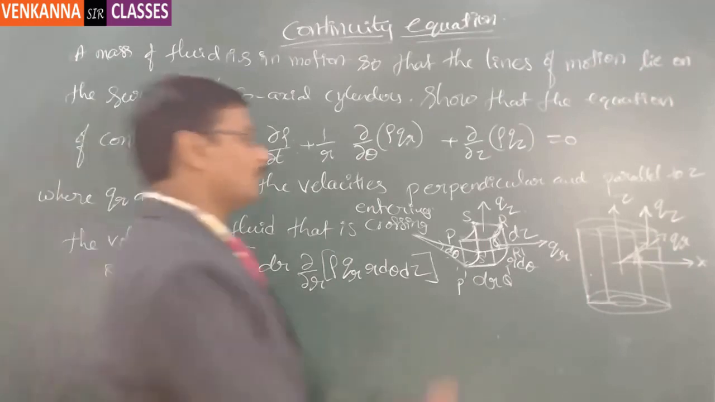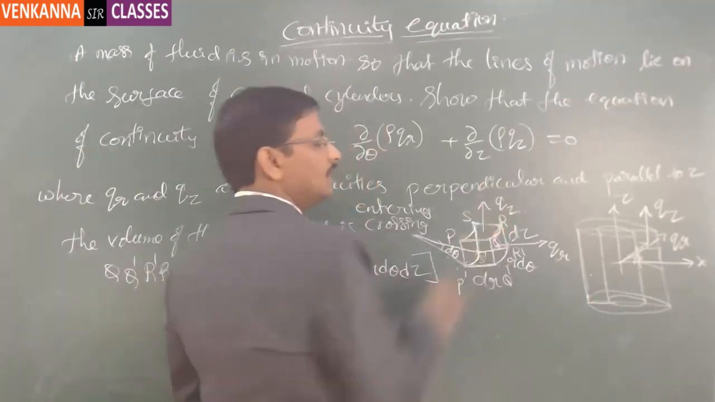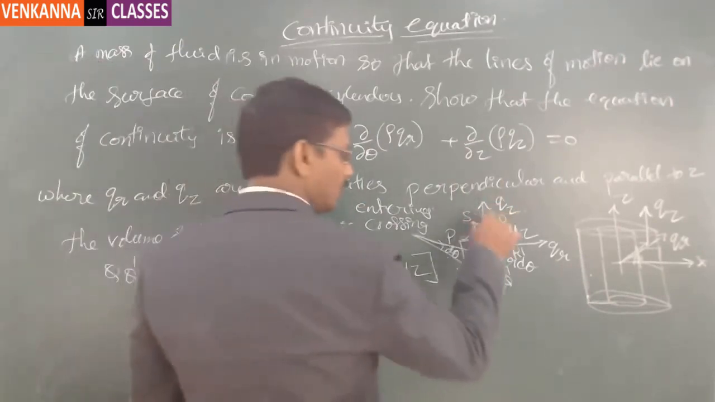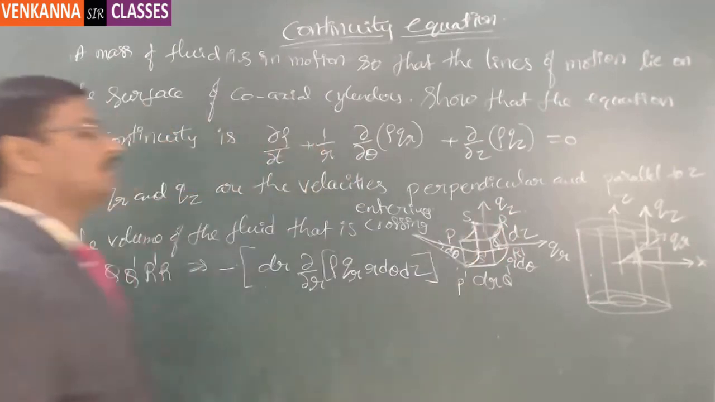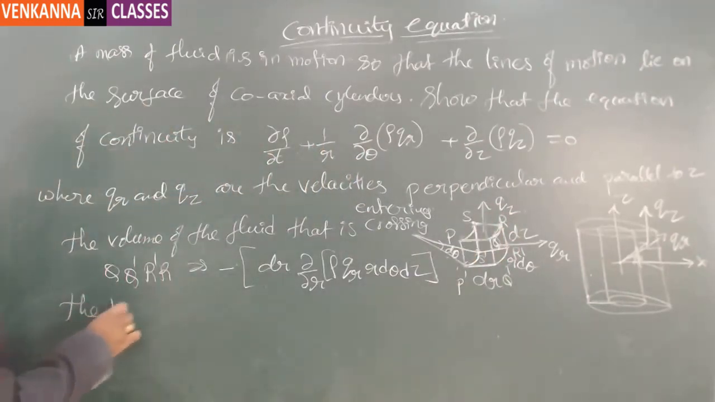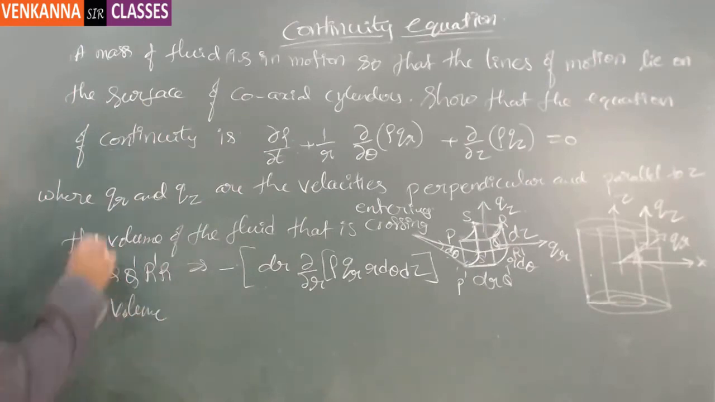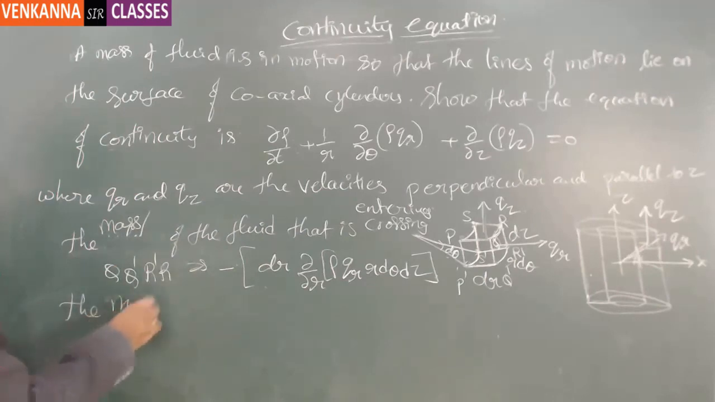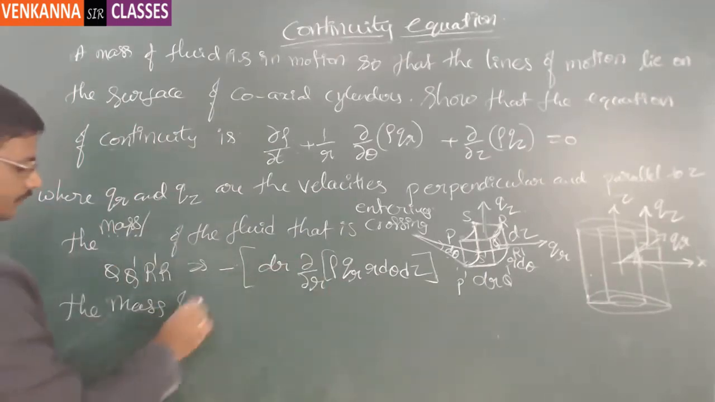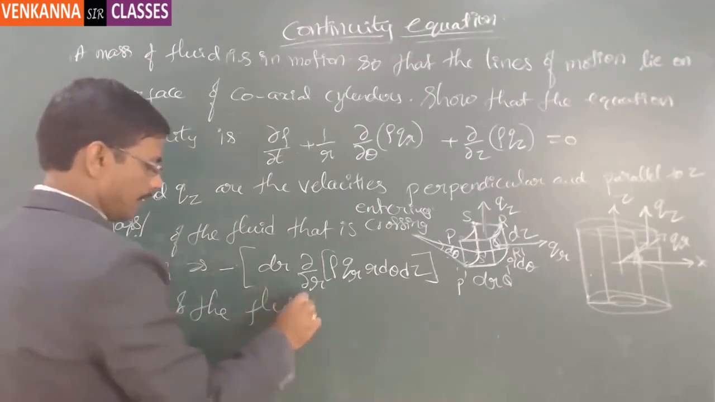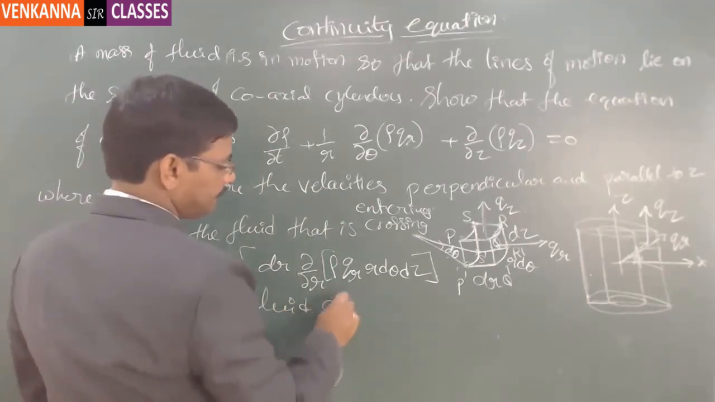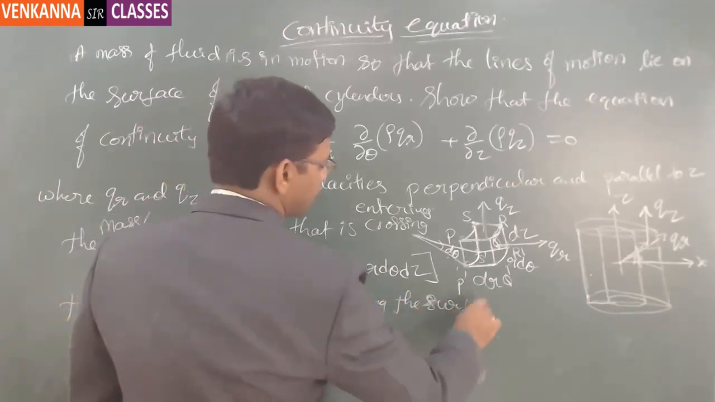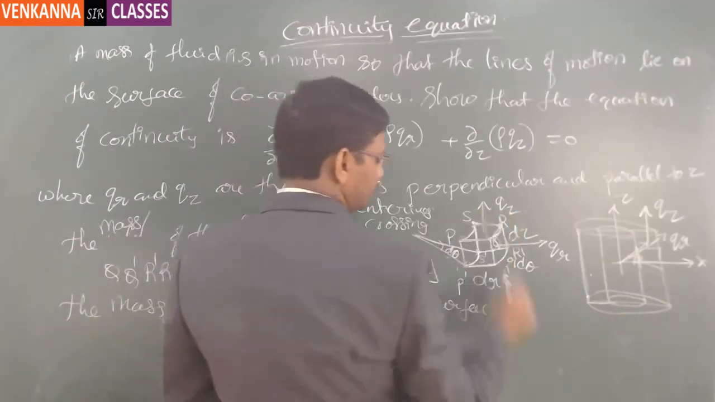Then there is a flow along the z direction also. Then the flow of water that is going inside across this particular surface is given by, so this is not volume, this is mass. The mass of the fluid, because you are multiplying with rho. Mass of the fluid crossing the surface PQRS.